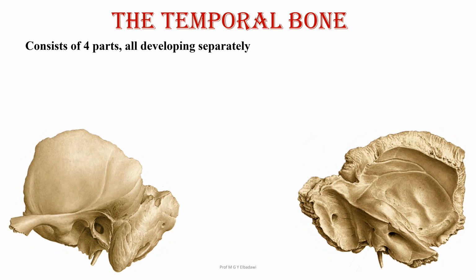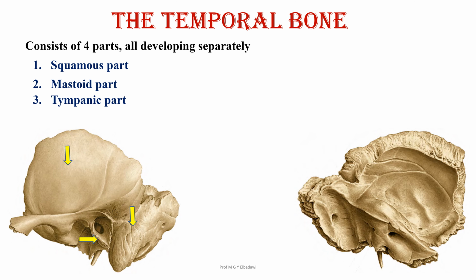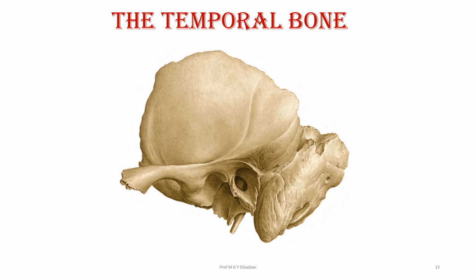That is the temporal bone, which we say consists of four parts, all developing separately. These are the parts of it: the squamous, the mastoid, the tympanic, and the petrous or petrostyloid part. Now we'll look at the temporal bone from the lateral side or outer side, from the inner surface, and from the base of the skull, from three directions or three positions.